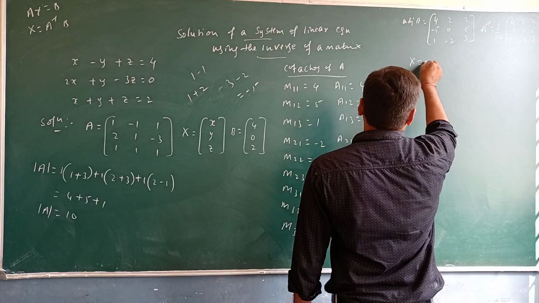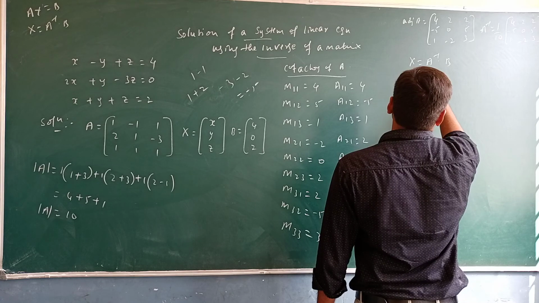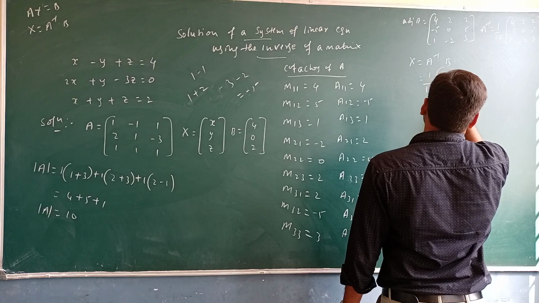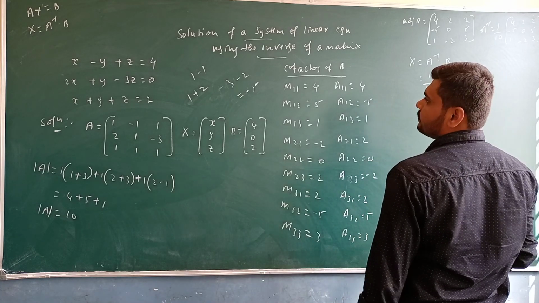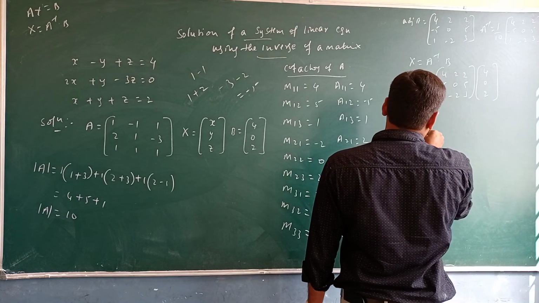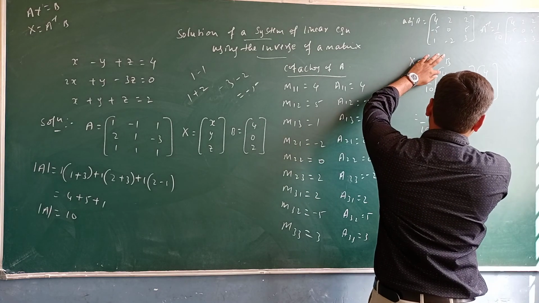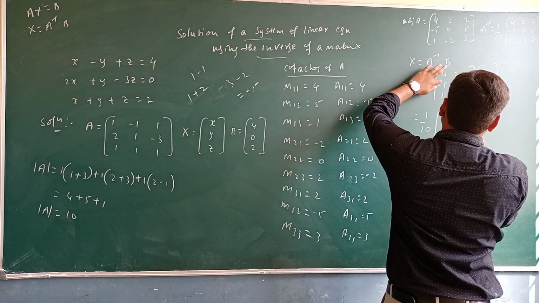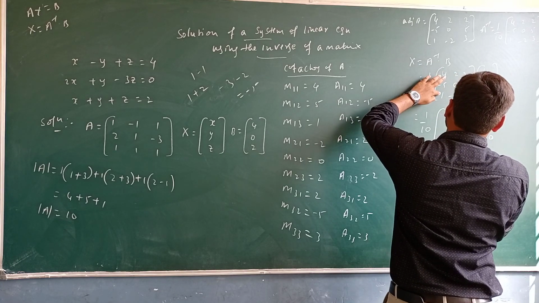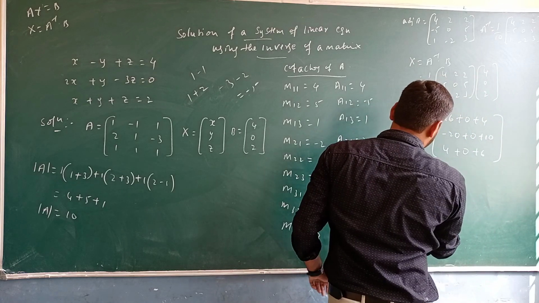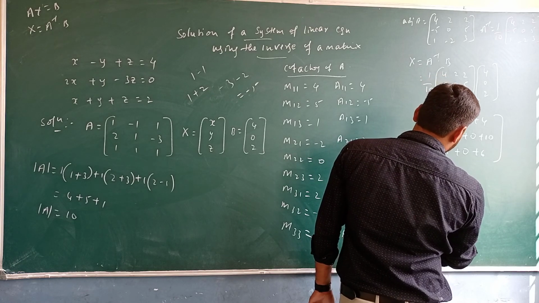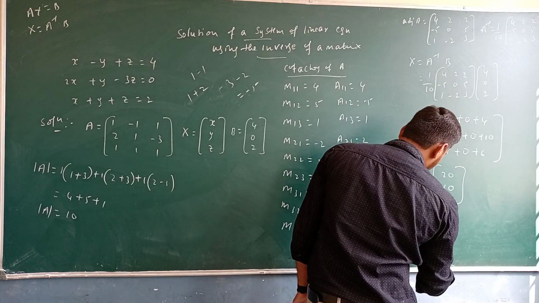Then X is equal to A inverse into B. So A inverse is 1 divided by 10 into 4 2 2, minus 5 0 5, 1 minus 2 3, into B, and the value of B is 4 0 2. So 1 divided by 10 remains as it is. Then 16 plus 0 plus 4, minus 20 plus 0 plus 10, and 4 plus 0 plus 6. So we are getting 1 divided by 10 into 20, minus 10, 10. So we are getting 2, minus 1, 1.